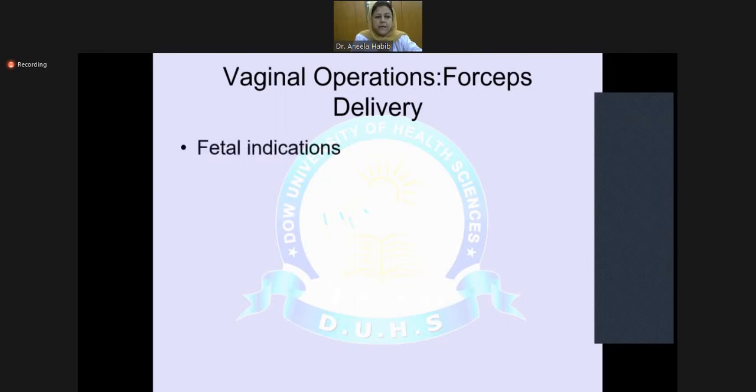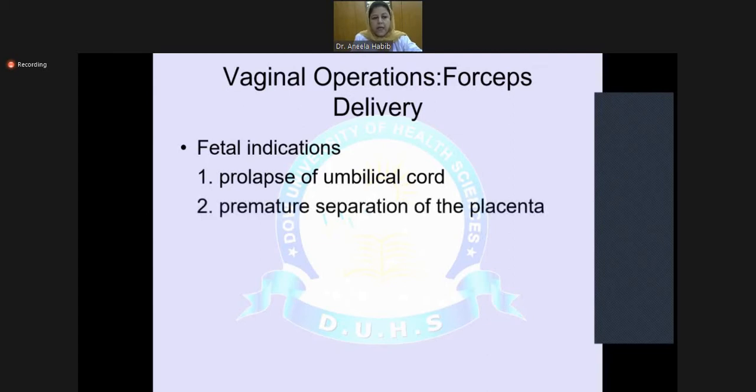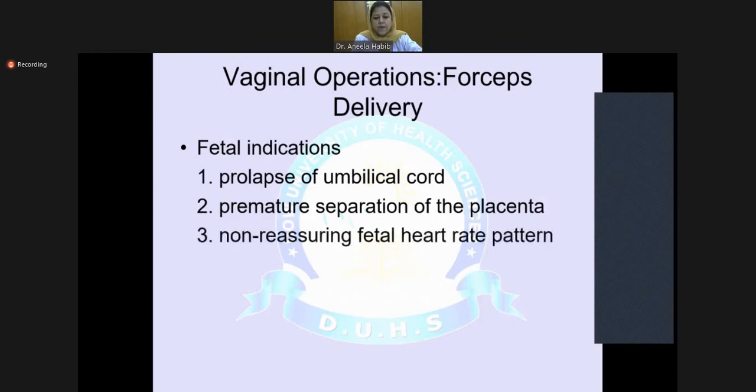What are the fetal indications? Prolapse of the umbilical cord. You need to expedite the delivery within minutes because of the umbilical cord prolapse. The baby may go into fetal distress because of the obstruction of blood flow from that part of the cord which is hanging down. And there is premature separation of the placenta, which is called abruptio placentae, which may lead to fetal distress. You need to expedite the delivery by application of forceps, and immediately take the baby out. And there is a non-reassuring fetal heart rate pattern.